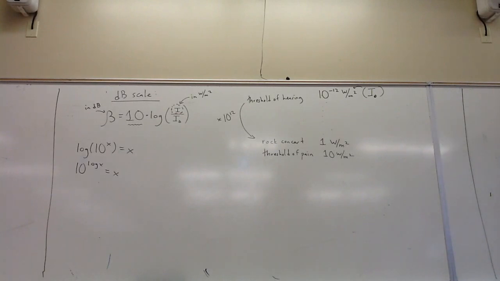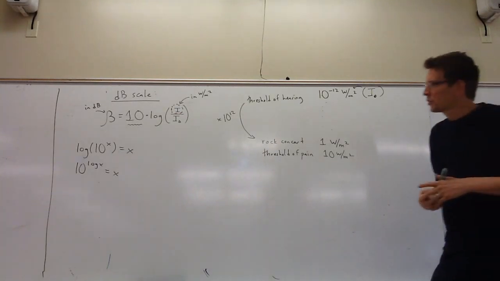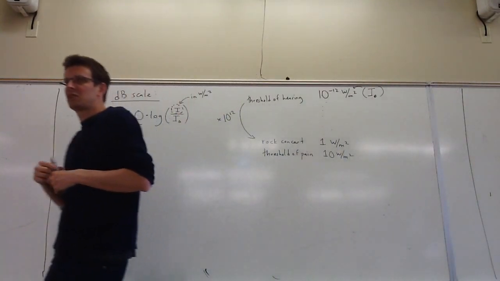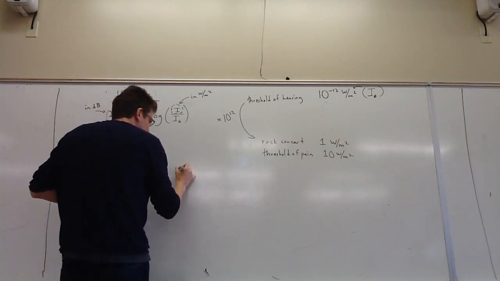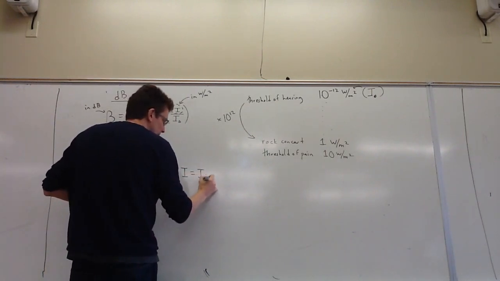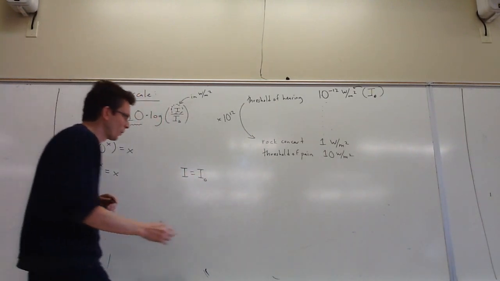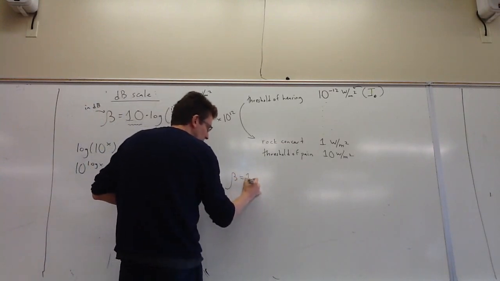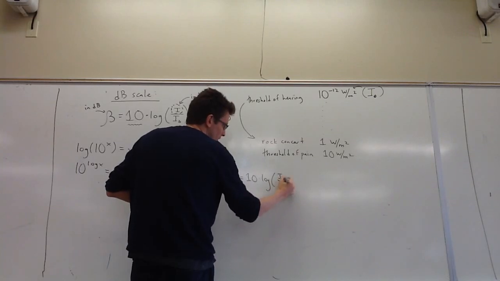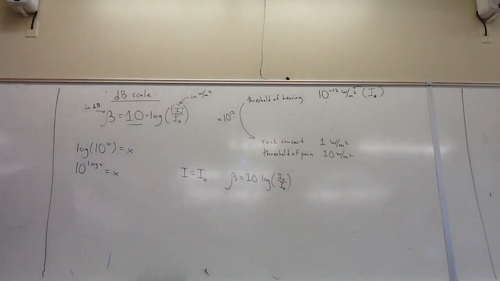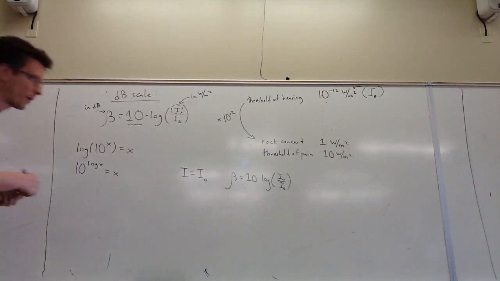So let's try it out. Let's go ahead and just take some of these values that we just did and throw them into the scale. So let's take what happens when the intensity is itself the threshold of hearing. Well, we're going to get beta equals 10 times log of I naught over I naught. And so the ratio now is going to be 1 inside the log, right?